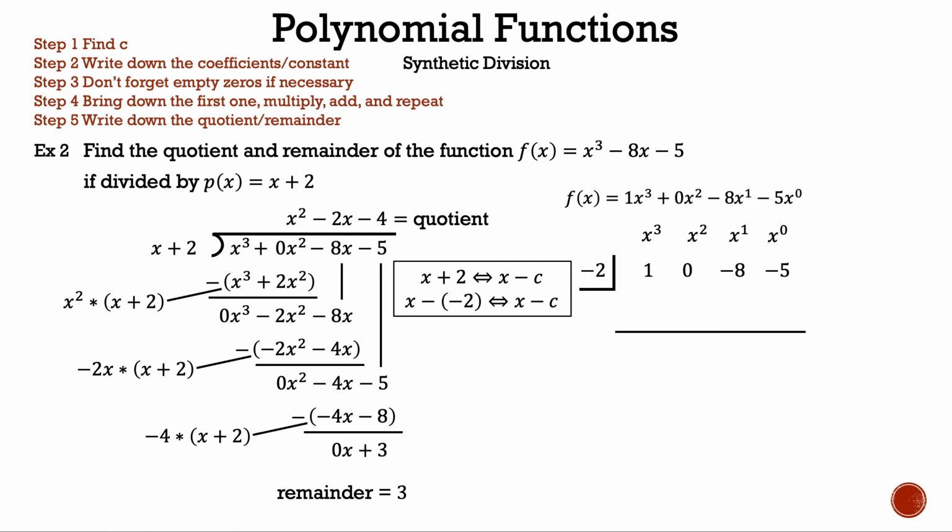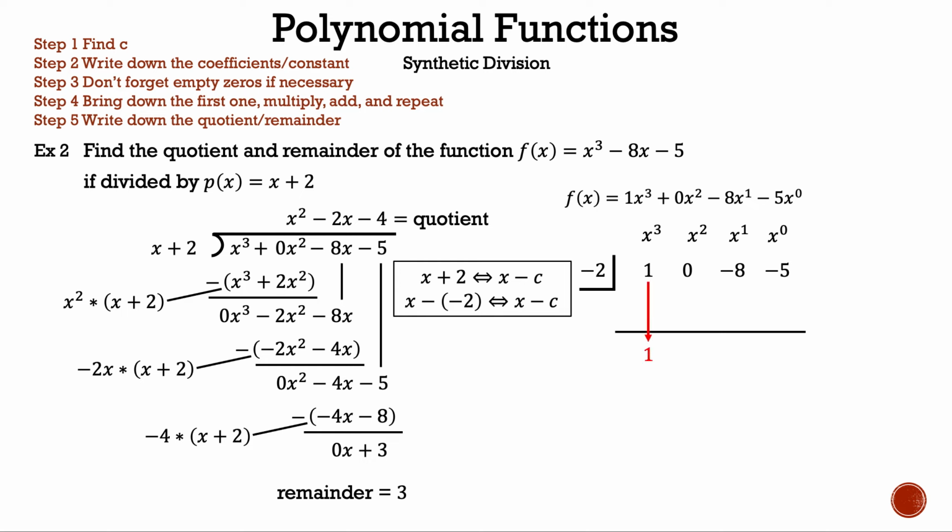Once again, since the highest degree in our dividend is 3, we start with x to the power of 3 and continue with x to the power of 2, x to the power of 1, and finally x to the power of 0. So the 1 goes under the x to the power of 3, the 0 goes under the x to the power of 2, the negative 8 goes under the x to the power of 1, and finally the negative 5 goes under the x to the power of 0.